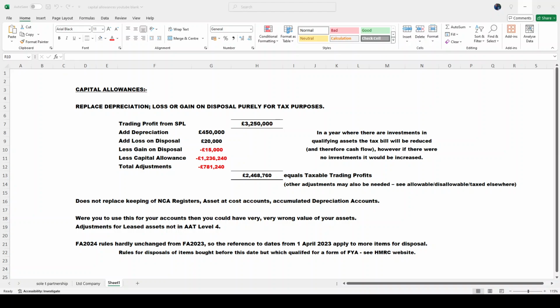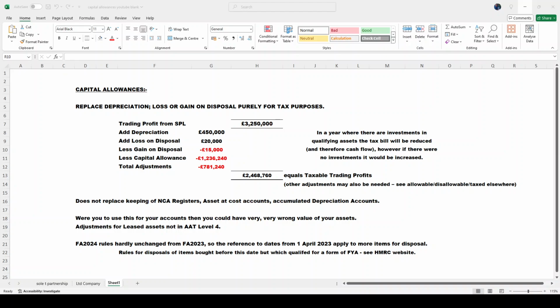There are items we can write down within a year for tax purposes, especially new plant and equipment, and we don't want to do that in accounts. We've still got them, we still own them, we would need our assets to have a value in our accounts. Nothing to do with leased adjustments, there's separate rules. You'd have to look at HMRC's website for that.